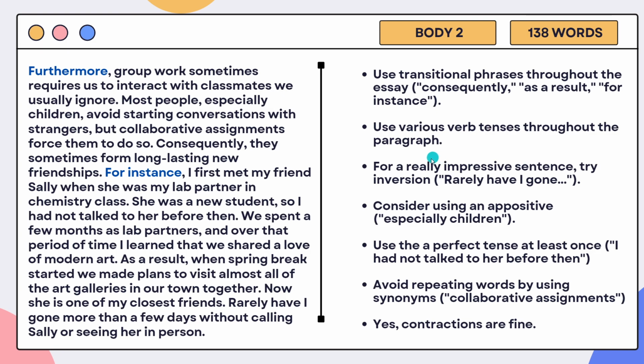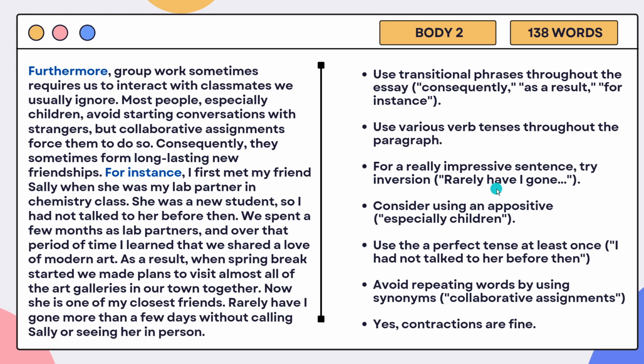If you want to try something really impressive, you could try an inversion. I said, rarely have I gone more than a few days without calling Sally or seeing her in person. That's just a little fancy trick I've been working on lately. I think it gives you some grammatical complexity. So if you're comfortable doing it, try it out. You would generally want to do it by using an adverb of frequency at the beginning of a sentence.